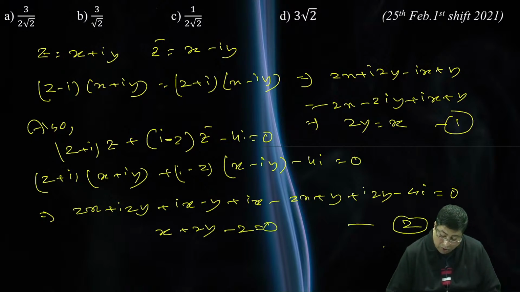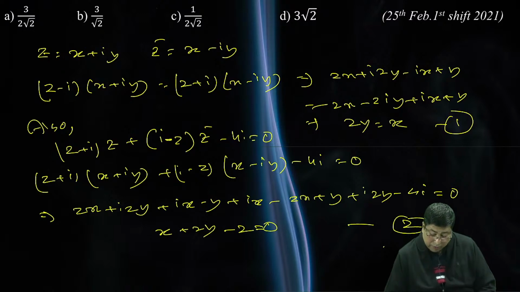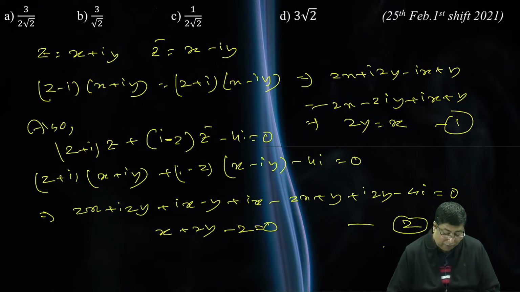Solving 1 and 2, if instead of x we put 2y, what are we getting? 4y equal to 2, y equal to half. If y is half, x is 1. So solving 1 and 2, we are getting x equal to 1 and y equal to half.